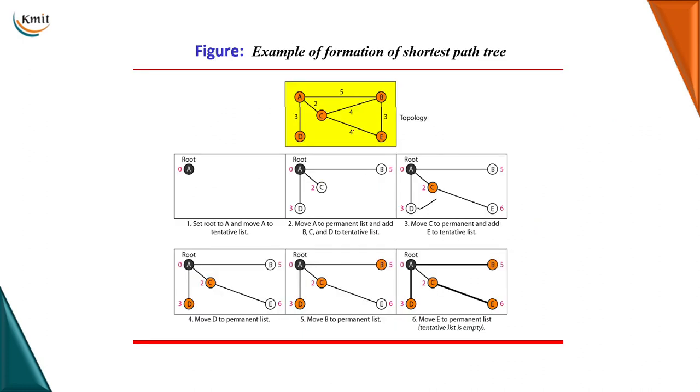Let us understand with an example. We have permanent nodes and we have tentative nodes. See here, this is a network. I would like to get the shortest path tree for node A, for example. Okay, now node A is the root node I am considering, and the cost to A is 0 itself. What is the next step? I will get the neighbors of A and put them in the tentative list.